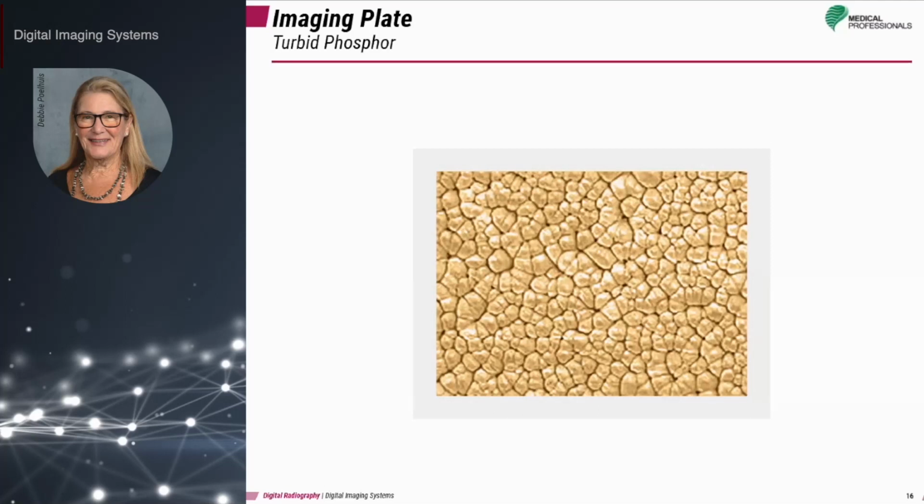There is a decrease in spatial resolution with turbid phosphors because light emission is in all directions, causing more spreading of all the lines making up the image, which increases penumbra. As you are well aware, penumbra is the unsharpness that's in an image.